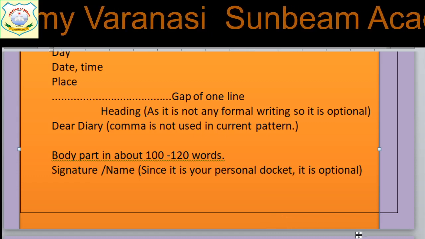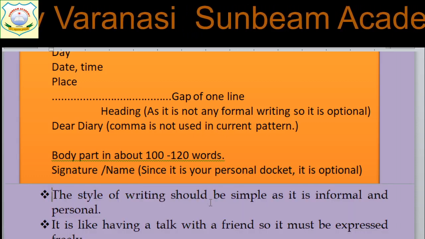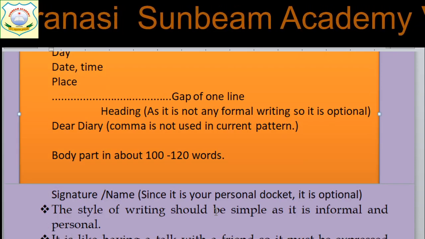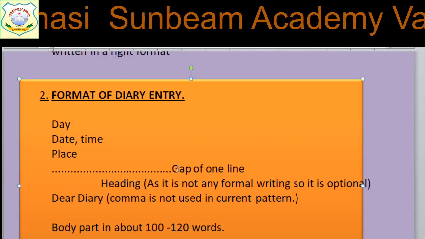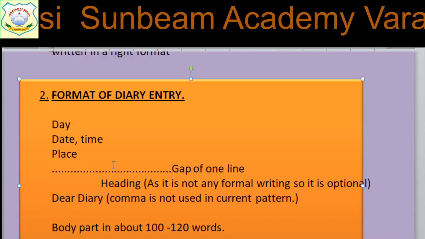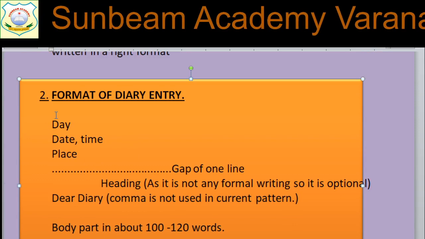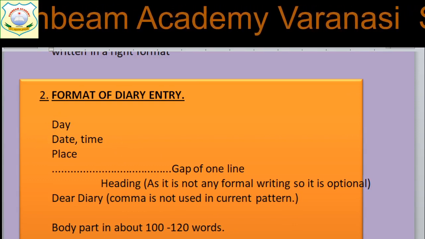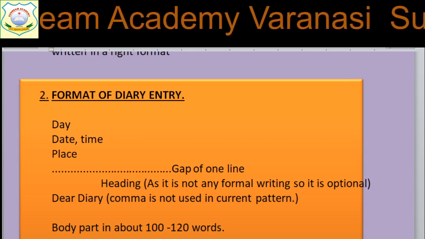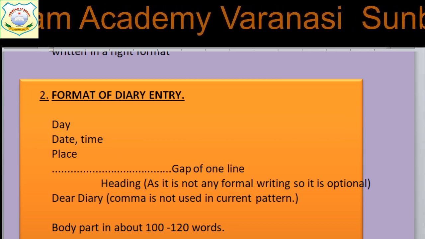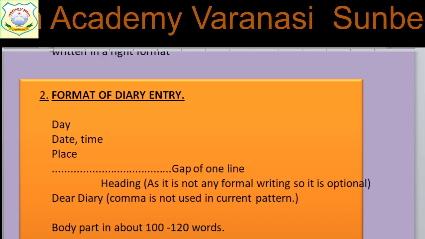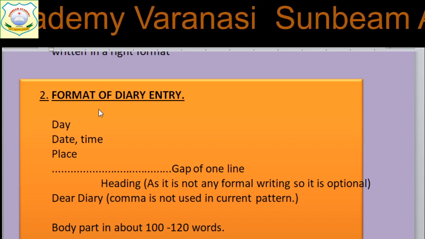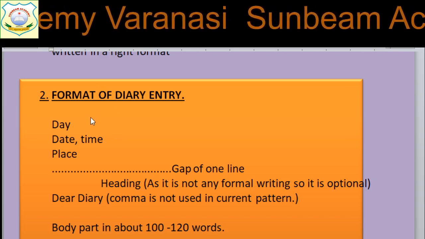Children, you must know that the format is this: day, date, and time and place. Even if you write place on the top and then write day, date, time, there will not be any harm. But it is very important to write these things on the left hand side. In one line, day, date, and time can be written together, and then place if you are interested.